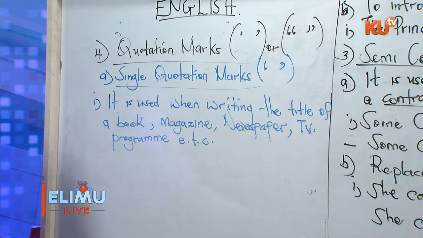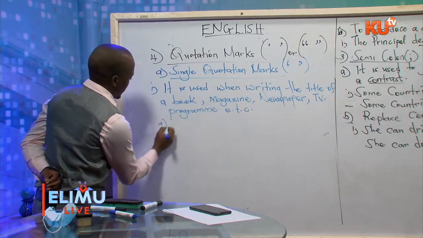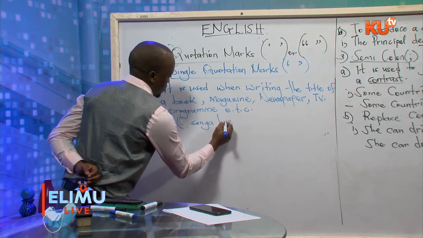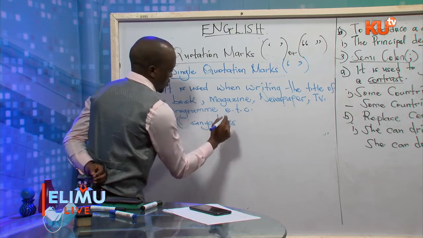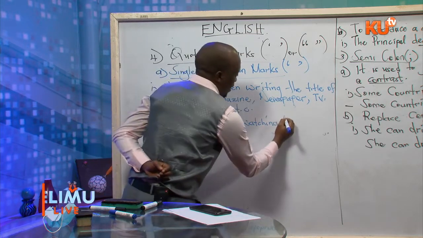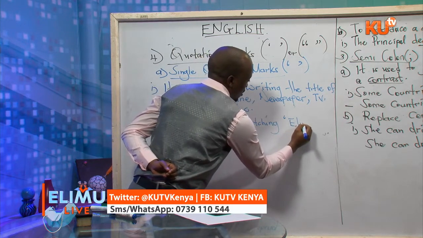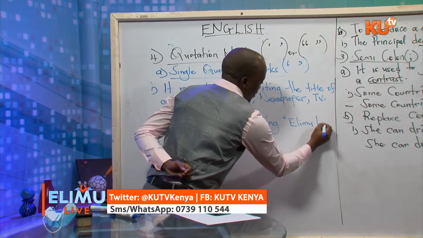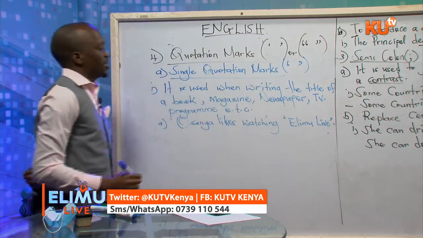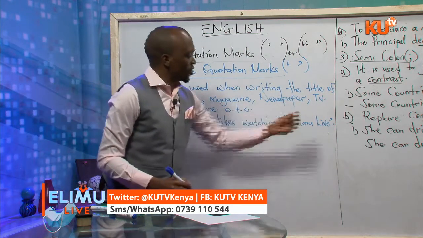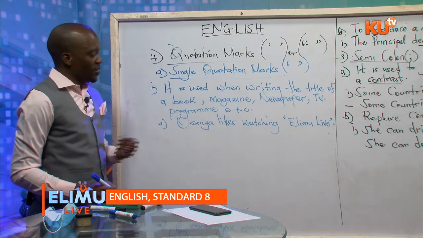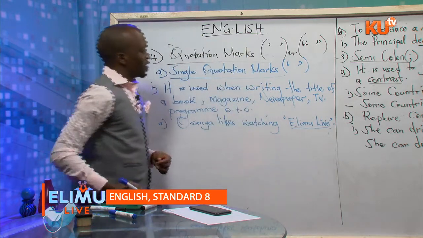An example in this sentence I'll give. Osanya likes watching 'Elimu Live'. So I've used single quotation here to show that Elimu Live is a TV program. So I'll use single quotation.